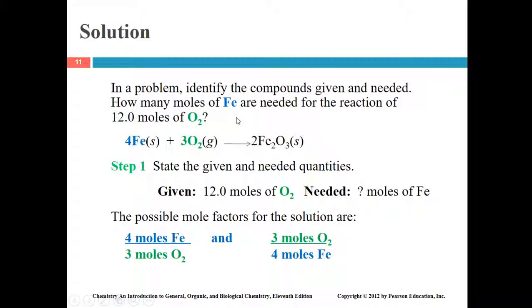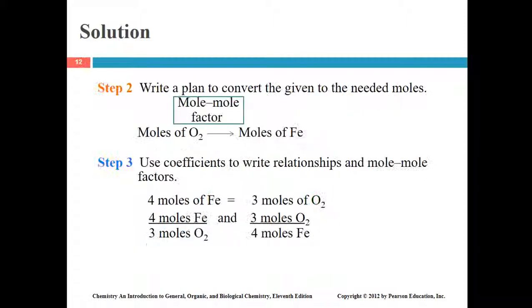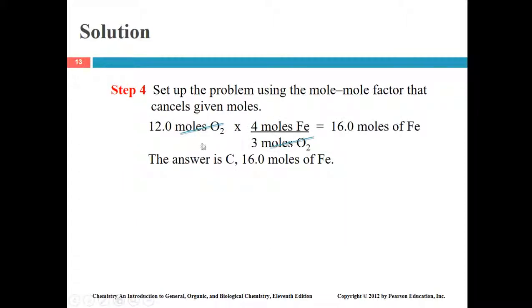So we need to then look and see what is the relationship of our equation. Well, let's look and see. The coefficient in front of the O2 is 3. The coefficient in front of the iron is 4. So we know that we can either have 4 moles of iron over 3 moles of O2, or we can invert that ratio, that mole-to-mole, to 3 moles of O2 to 4 moles of iron. There's only one correct answer in this question, so we need to figure out which way we need to do it. Okay? Well, we're going to set it up.